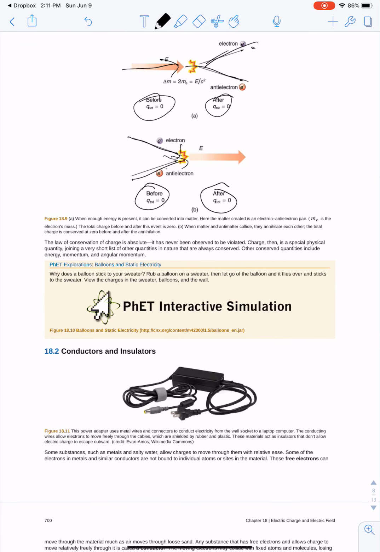Okay, and then we've got a PHYS simulation here. Click on this link here, or in the course website, it should be in line with the text. You can click on that, so you might be able to see that if you're reading this on the Canvas website. And you can just play around with that.